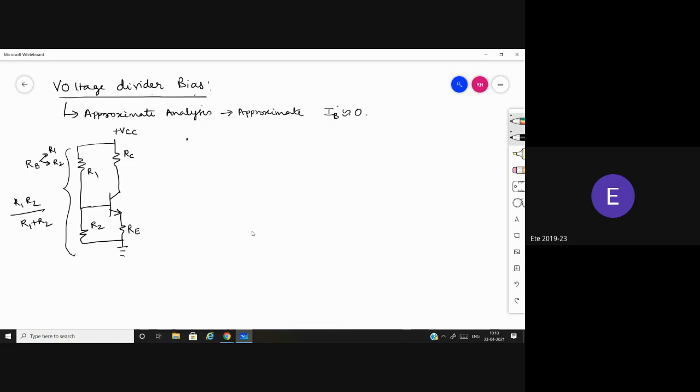But in order to get a constant voltage at this particular point, we are going to use this kind of circuit. This portion, as I told, is the voltage divider circuit. Since we are using this voltage divider circuit to bias a transistor, it is known as voltage divider bias.